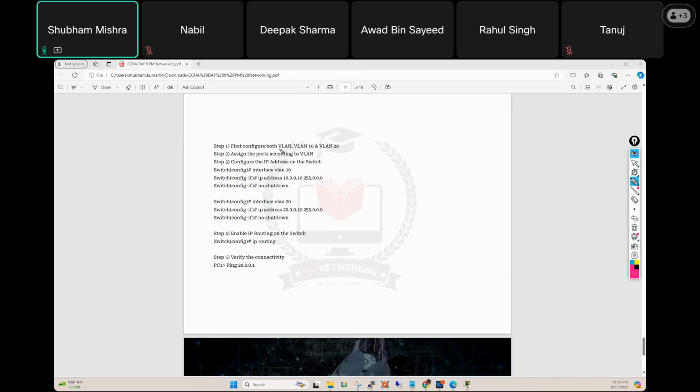First, configure both VLAN number 10 and 20 here. Assign the ports according to the VLAN. We already did this one now, everyone. Configure the IP address on the switch according to the VLAN. VLAN number 10 we configure this one, VLAN number 20 we configure this one. Everything we did. Only this thing is missing.